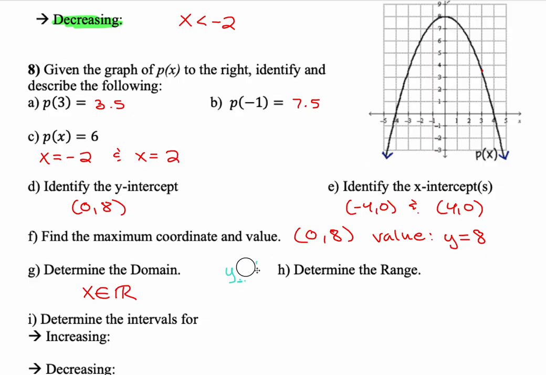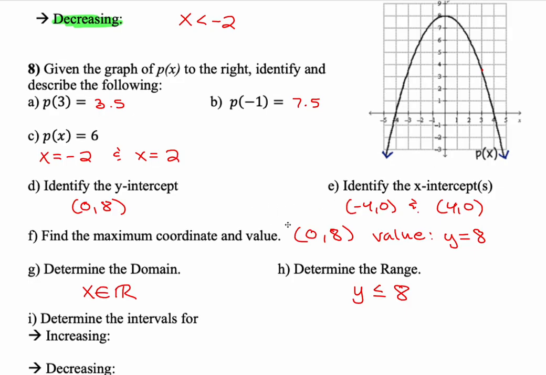So I'm going to erase that and put it in red. Y is less than or equal to 8, and we don't have to rewrite it because the y is already first. This is saying that all the y values are smaller than 8. So we can see that the 9 is never touched, but all of these other y values are.